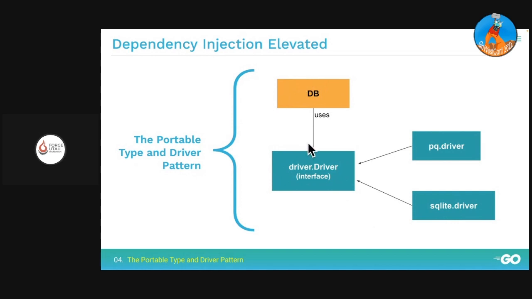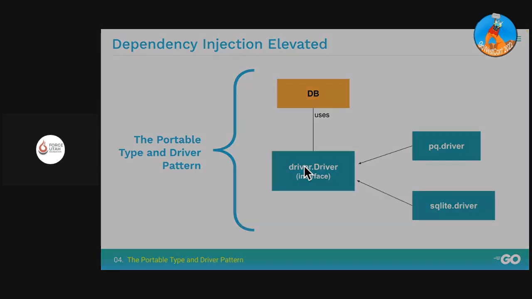This is called the portable type and driver pattern. There's not really an official name for it. The Go Cloud Development Kit has kind of named it this. I like to shorten it as the driver pattern because it's a really long name. But you can see that the DB is the portable type, and then we have different drivers that can work on that portable type, which is really cool.